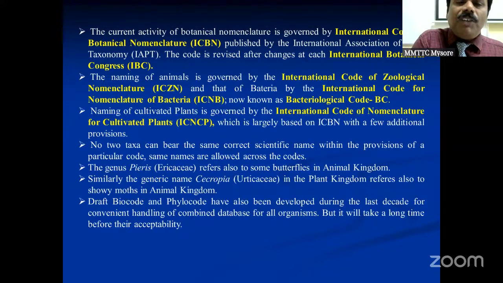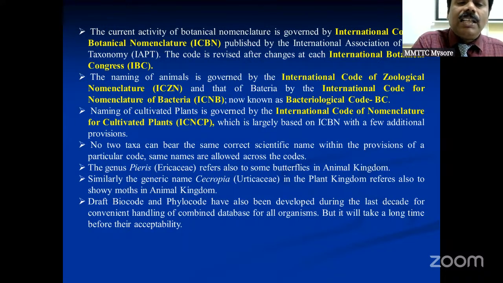The naming of animals is governed by the International Code of Zoological Nomenclature, ICZN, and that of bacteria by the International Code of Nomenclature of Bacteria, ICNB, now also simply called the Bacteriological Code, BC. And the naming of cultivated plants is governed by the International Code of Nomenclature for Cultivated Plants.